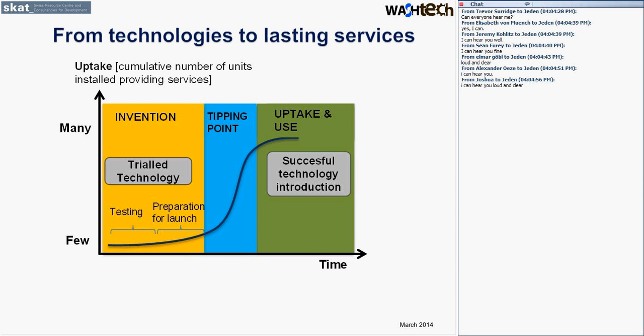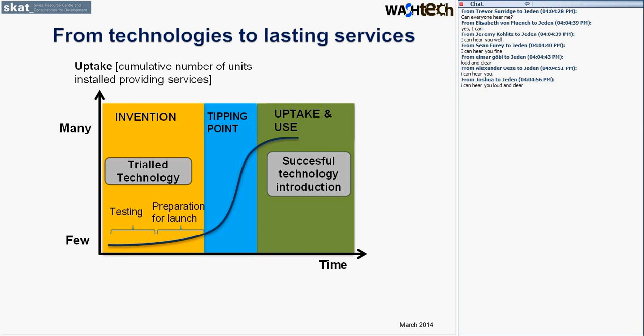Based on the analysis of many case studies, it can be shown that the introduction and uptake process of WASH technologies can be described as a process of 3 stages. We have the orange, blue, and the green area in this graph. And the first one we call invention phase, which also can be split up into 2 sub-phases, the testing and the preparation. This is where you actually have maybe a prototype. You try this technology. There are only few numbers on the ground, little people applying this technology.